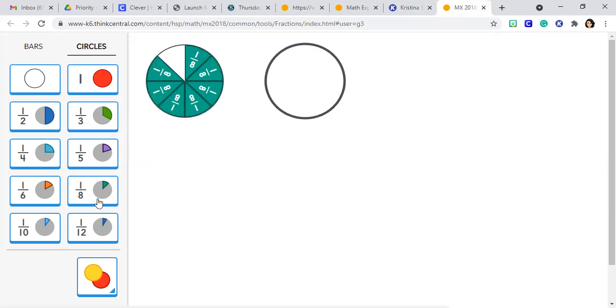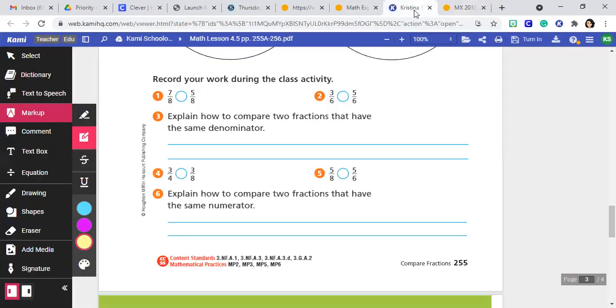So I'm going to put 5 unit fractions of 8ths in there. 1, 2, 3, 4, 5. Which of these circles has a greater value? If you selected 7/8 and you said this one is greater, I agree with you.